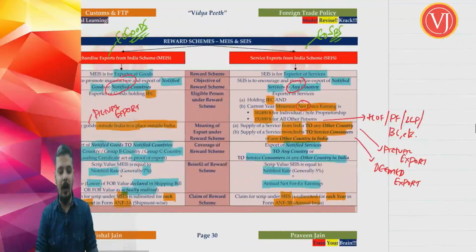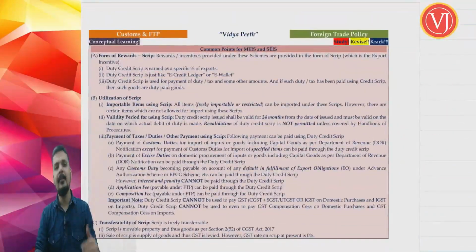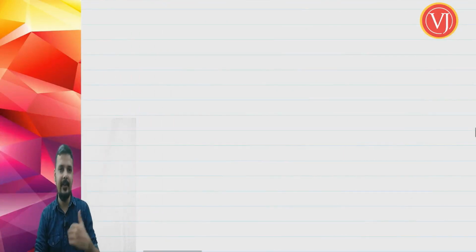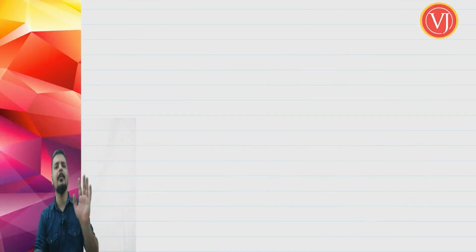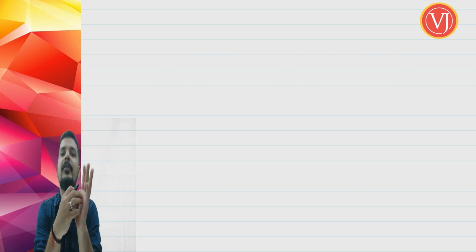Now, friends, how are you going to get the script and in what form you are going to use the script? Certain common points. How you are going to get the script and in what format you are going to use the script, and all the scripts now, it is all online. So, you will get the script online with the value mentioned. What will be the value? For goods, it is FOB value multiplied by the notified percentage. For services, it is net foreign exchange earnings, right, multiplied by a notified percentage.